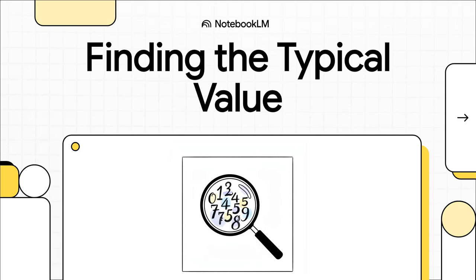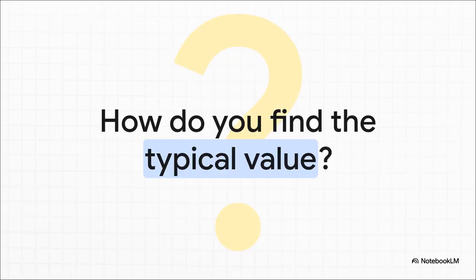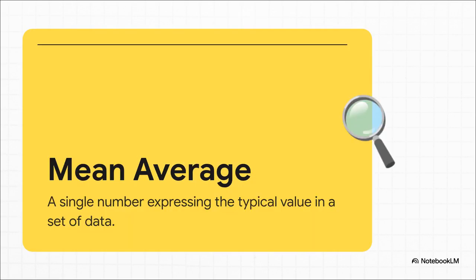Okay, let's dive into this explainer. Today, we're tracking down the typical value in our data. Seriously? How do you find one typical value hidden inside a totally messy sea of numbers? Enter the mean average. It's our mathematical hero, a single number that perfectly organizes chaotic facts.